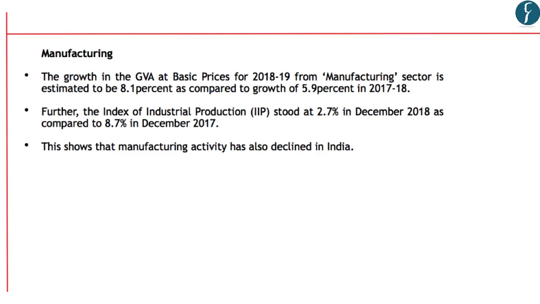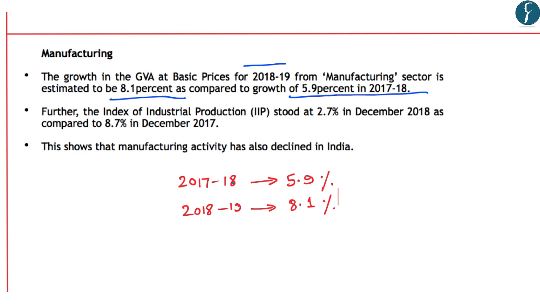Now, despite the slowdown in the manufacturing sector, it is still better as compared to the growth of the previous year. It says that the growth in the GVA at basic prices for 2018-19 from the sector is estimated at 8.1% as compared to the growth of 5.9% in 2017-18. Now, despite this figure, the index of industrial production stood at 2.7% in December 2018 as compared to 8.7% in December 2017. So through these statistics, we can say that manufacturing activity has also declined in India.